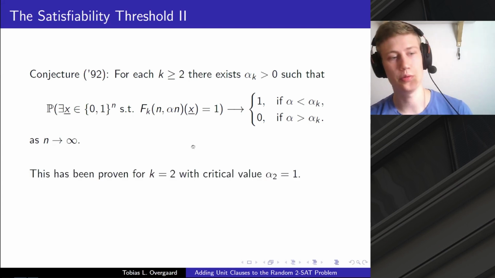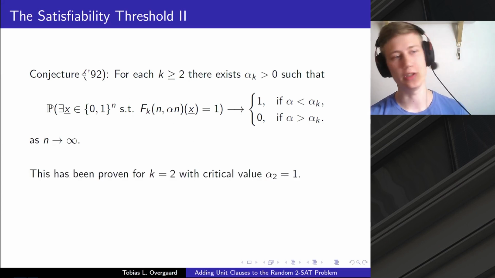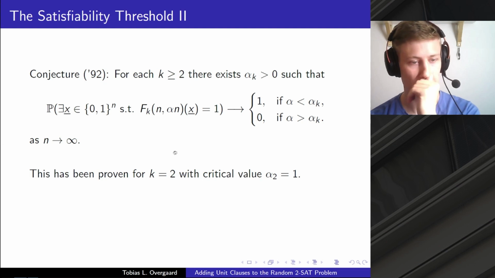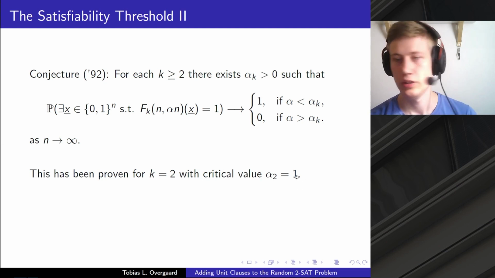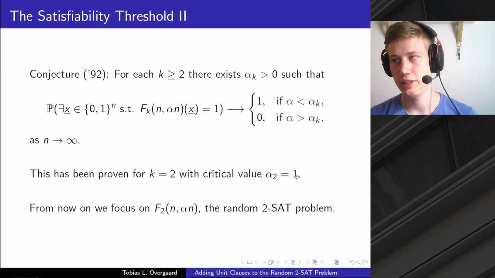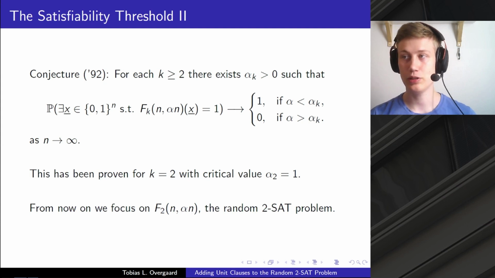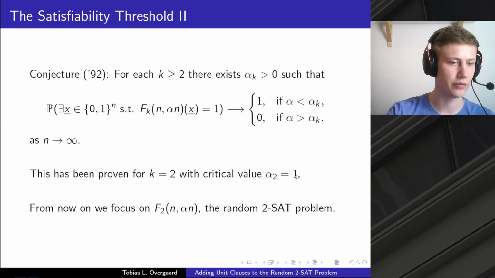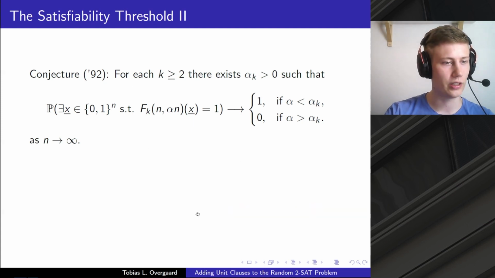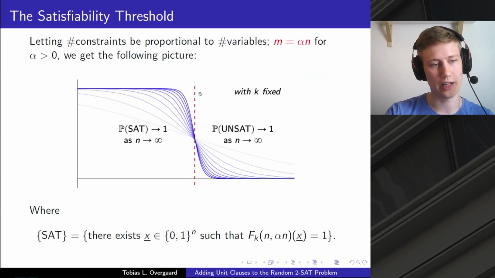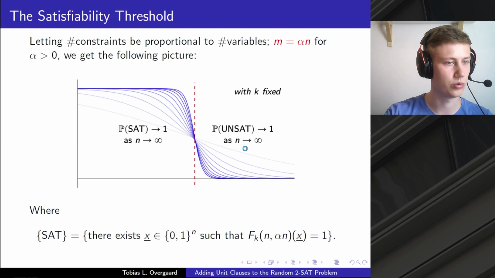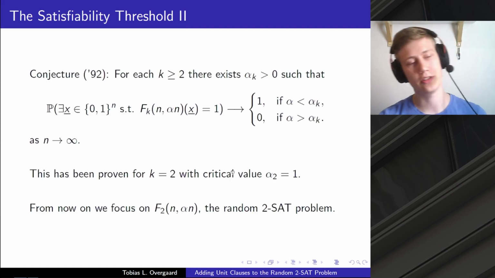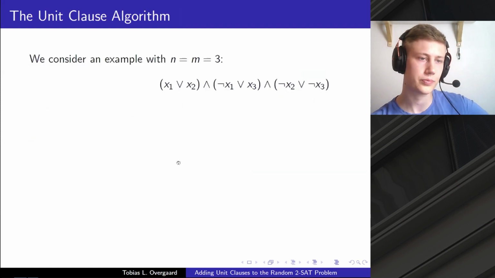But it has actually been proved for k equal to 2 the same year that it was conjectured. And here the critical value is 1. So from now on, I'll focus on this case that has been established, and I'll see what else we can do with this problem. I hope this makes sense. So this red line is at the number 1 down here for the case k equal to 2. And remember, k is the length of the clauses.